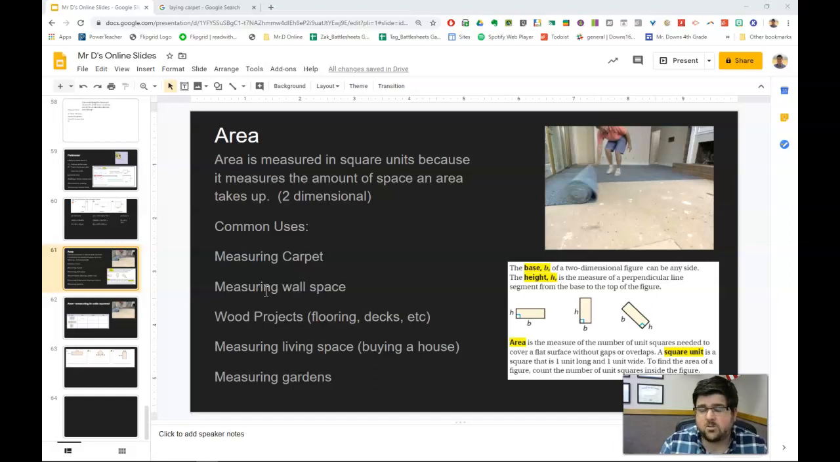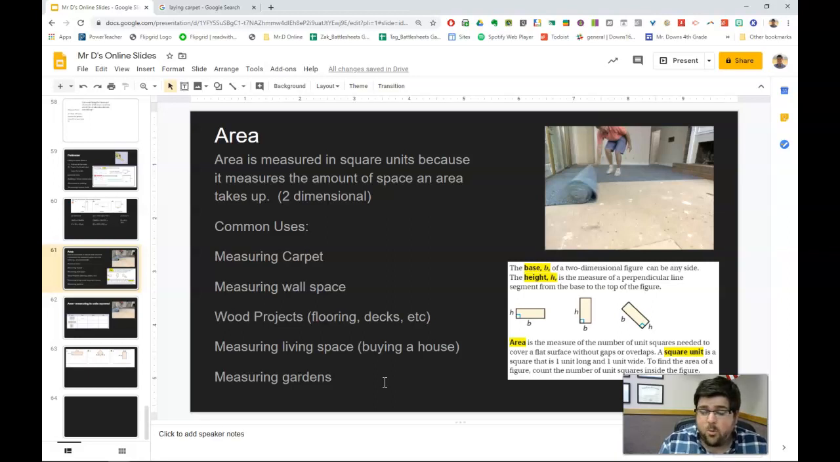We've painted so many rooms in our house since we bought it, and we've had to buy paint. We've bought the amount of paint that we needed based on the amount of square space that our walls were. Any wood projects, so if you're laying flooring down, decks. I have a little bridge thing in my backyard that's like 25 years old and it's rotting out. And so I'm going to have to rebuild that sometime soon. I was actually measuring it over the weekend, and part of it was the area that I needed to measure to make sure I was going to buy enough wood to make the bridge work.